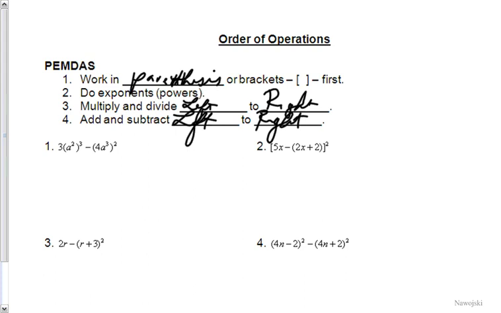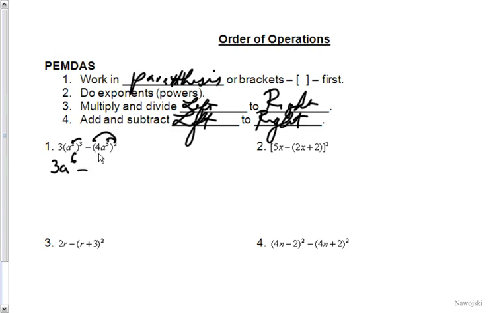So let's do some of it all. Parentheses we look at, I know there are no operations in there. We've got a power. Let's do those powers. This is going to be 3 times a to the 2nd, cubed. A power to a power you multiply, that's a to the 6th.